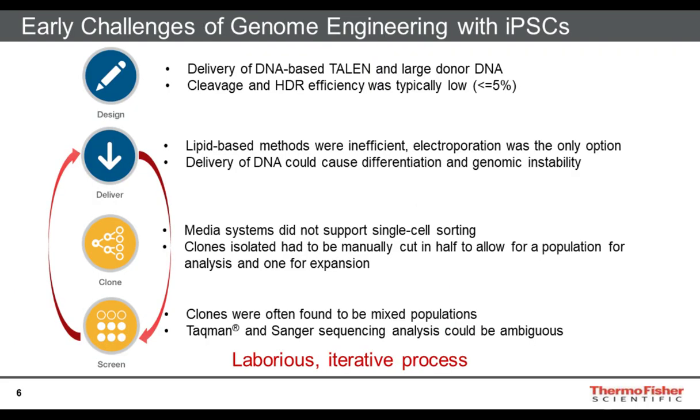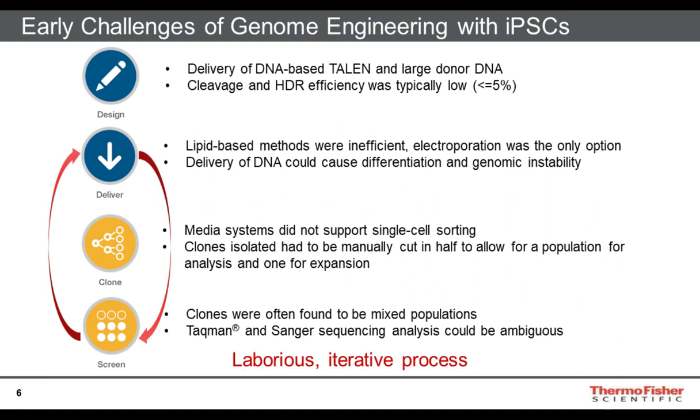So we identified some clear bottlenecks, including the design of the genome editing tools themselves. The TALENs that we had back then were DNA-based, and for introducing the SNPs, we also required a larger donor. Using those two DNA-based methods typically yielded very low editing efficiency, both at the level of indel formation as well as homology-driven repair.